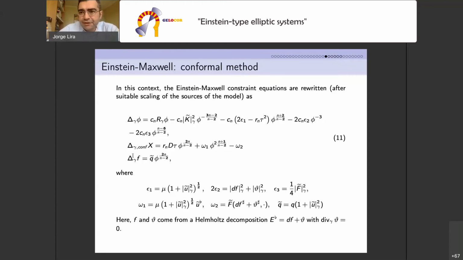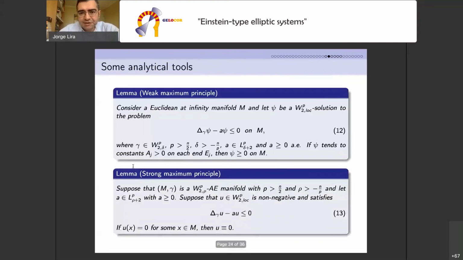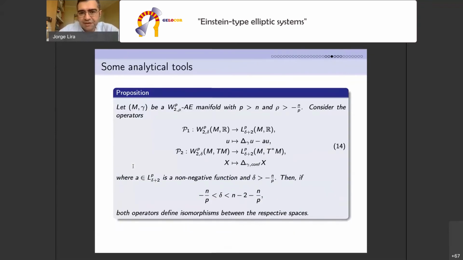Okay, let me just phrase the problem in that way. So you have these choices of Sobolev spaces to model this problem. So the system 11 can be put in this way. So you have this operator between Sobolev spaces. In that case, M, again, M is that abstract Riemannian manifold.